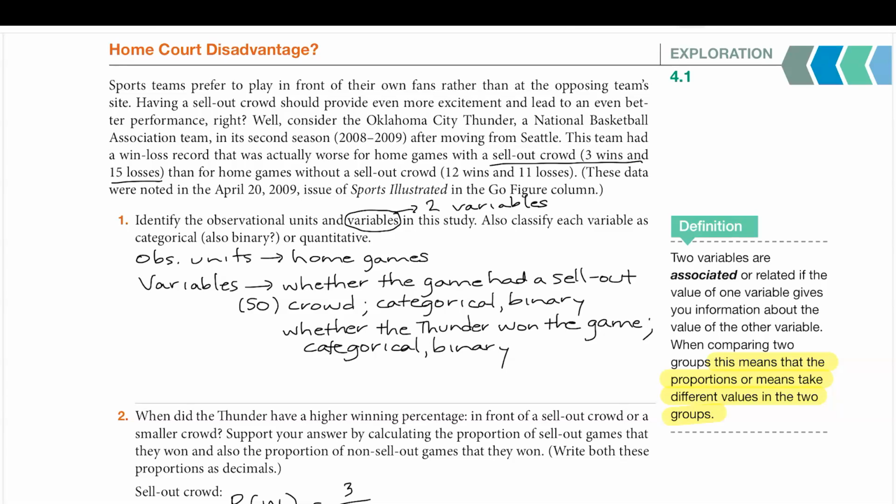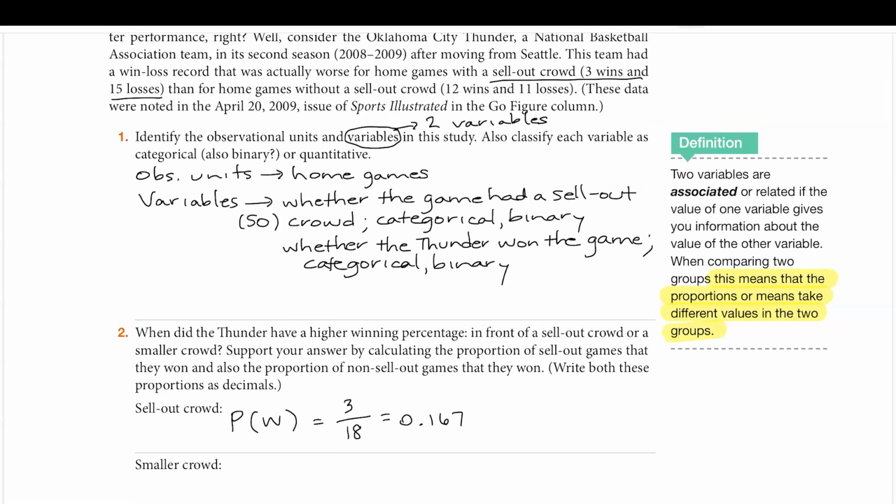Make sure you're recognizing it's not 3 out of 15. 15 was the number of losses. There were 18 games in front of a sellout crowd altogether, 15 plus 3. So 3 out of 18, as a decimal, is 0.167. When they had a smaller crowd, without a sellout, they had 12 wins and 11 losses, so their proportion of wins, using a little shorthand notation, is 12 wins out of a total of 23 home games with a non-sellout crowd, and that proportion is 0.522.